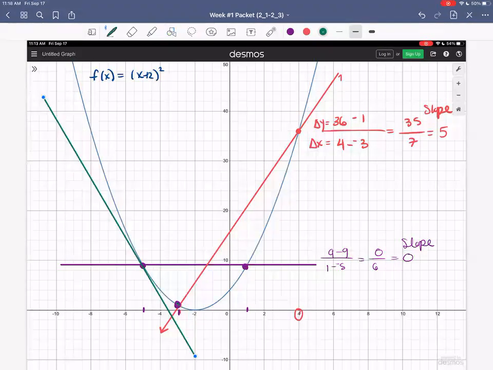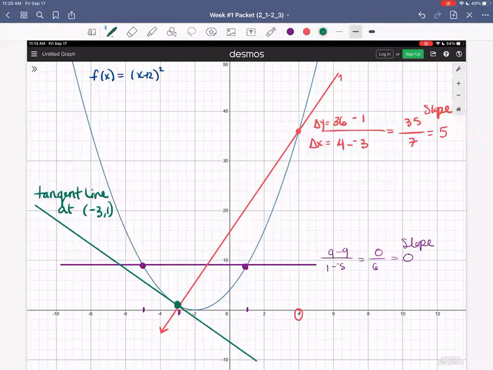So now I'll just label this tangent line. So tangent line at -3, 1. And so to find the slope of this tangent line, again, to find the slope of the tangent line, we can just pick 2 points on our line, and we're just estimating here because we want to be able to compare these 4 rates.